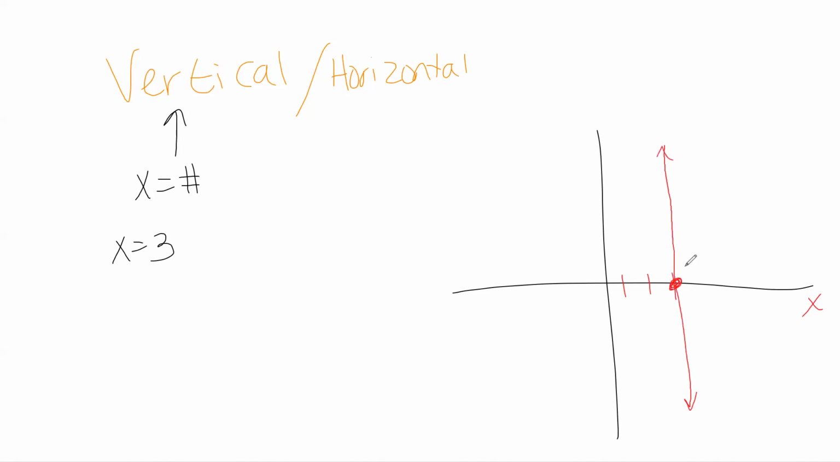Because if you think about it, that point is (3, 0). There's (3, 1). There's (3, 2). There's (3, -1). Every point on this vertical line has an x value of 3. So if you get x equals a number, vertical line, done. How about x equals -2? You go 1, 2. There's -2. Put a point. Straight vertical. That's it. Still arrows on both sides.